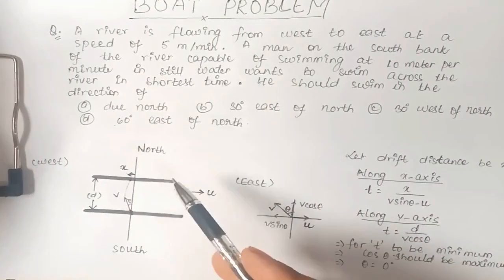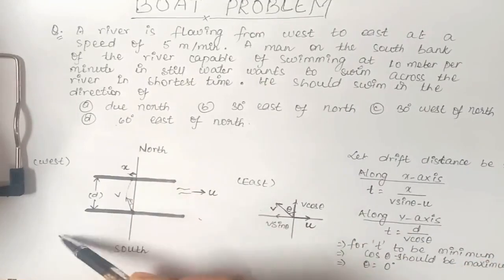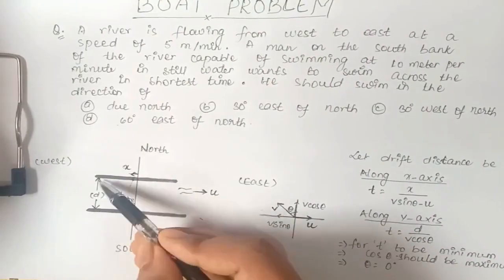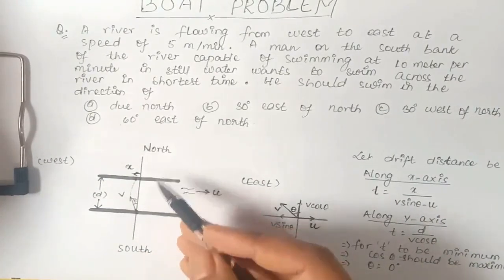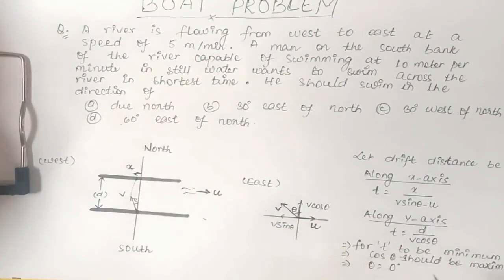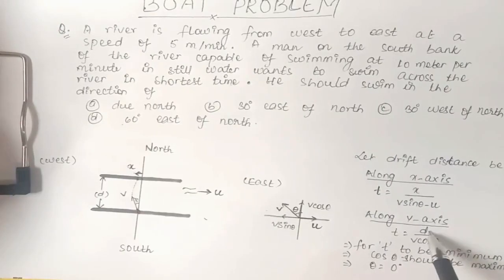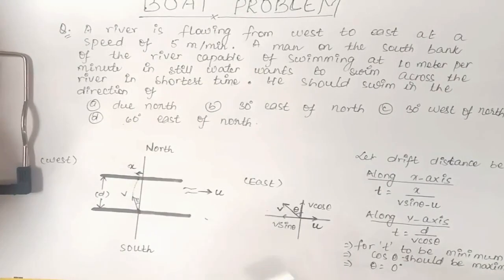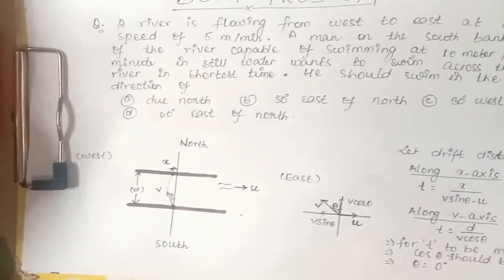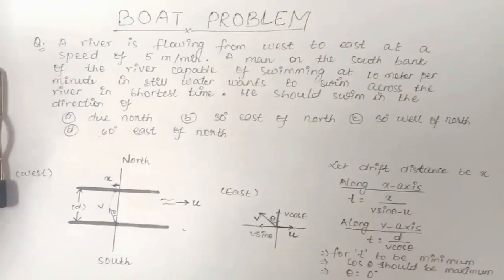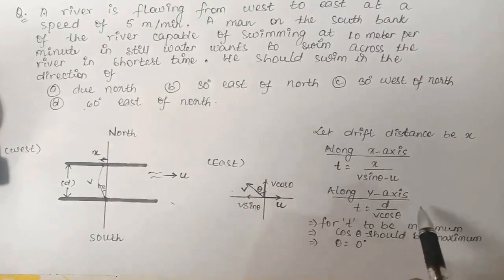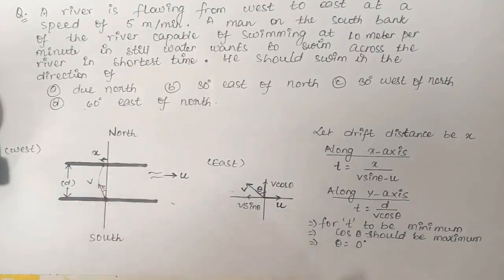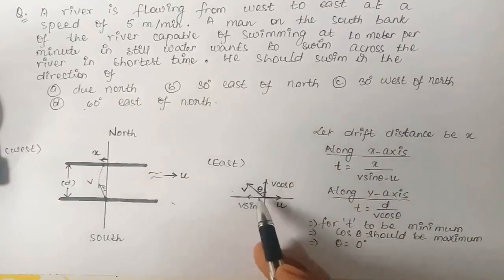Now along the y direction, what will be the distance? Along the y direction, the distance will be the width of the river, or you can say the distance from one bank to another bank, and it is given d. So along the y direction the distance will be d, and the velocity will be v cos theta.